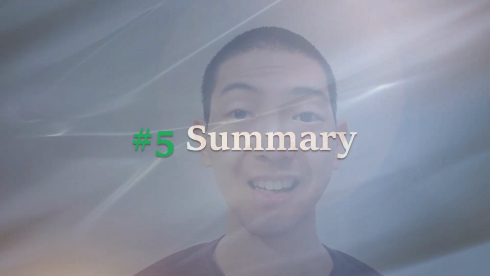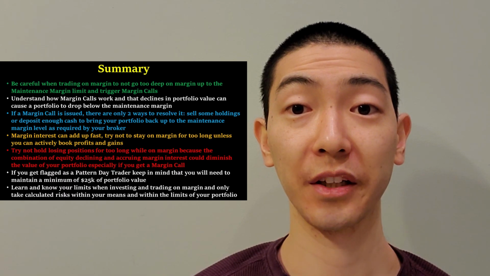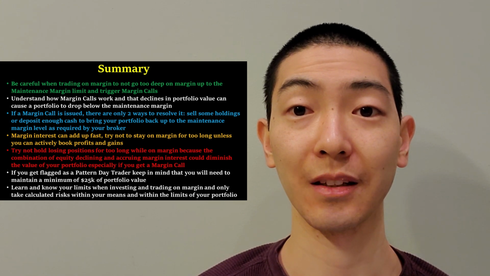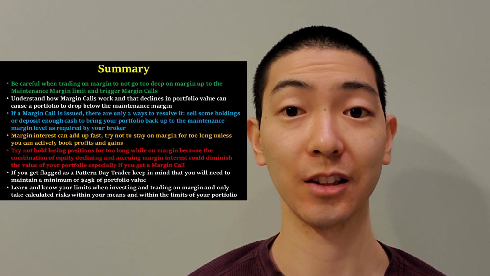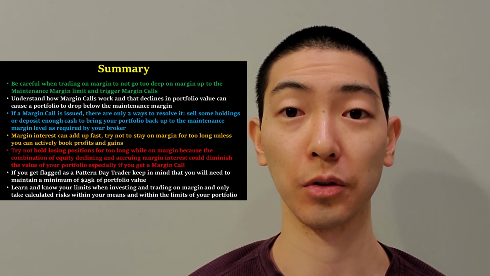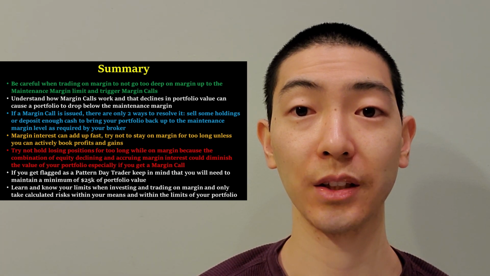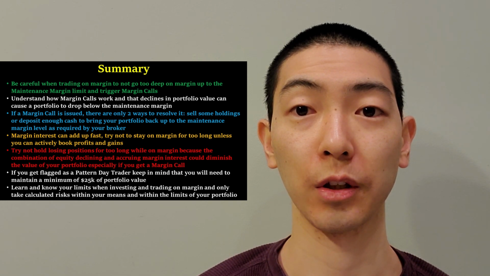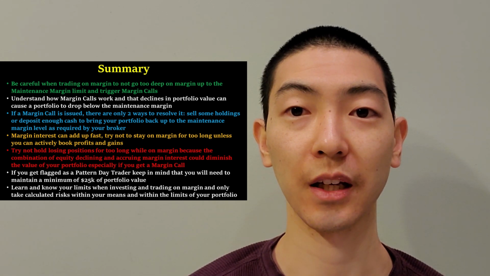To summarize, here are the key points for margin accounts: maintenance margin, margin calls, and pattern day trader. Be careful when trading on margin to not go too deep on margin, up to the maintenance margin limit, and trigger margin calls. Understand how margin calls work and that declines in portfolio value can cause a portfolio to drop below the maintenance margin. If a margin call is issued, there are only 2 ways to resolve it: sell some holdings or deposit enough cash to bring your portfolio back up to the maintenance margin level as required by your broker. Margin interest can add up fast.